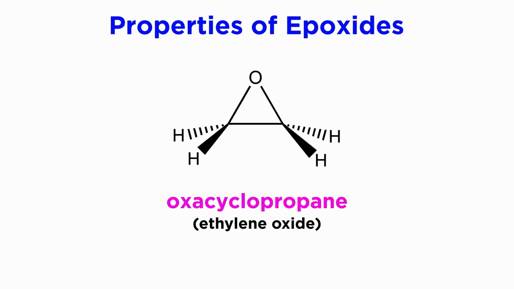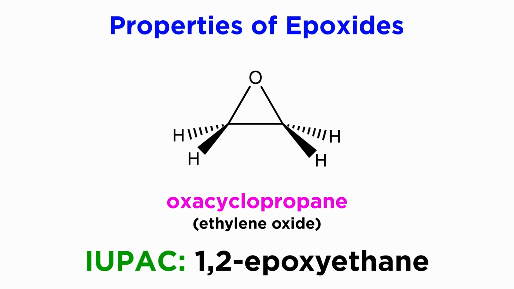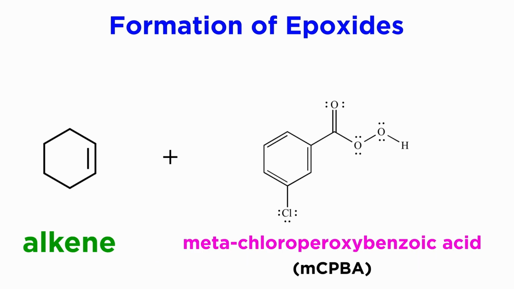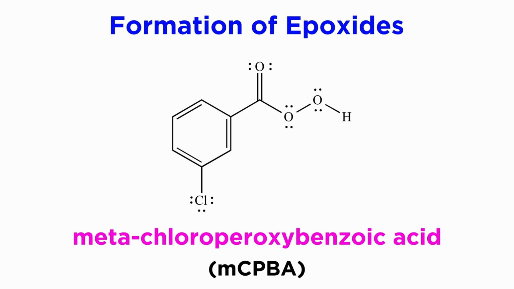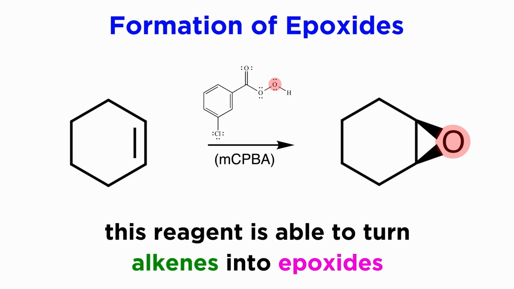Here is the simplest epoxide, oxycyclopropane, also known as ethylene oxide, though the proper IUPAC name would be 1,2-epoxyethane. A very common way to make epoxides is by using an alkene starting material and a reagent called metachloroperoxybenzoic acid, or MCPBA. It's a peroxybenzoic acid because of the peroxy functional group, so instead of the typical OH in this part of the carboxyl group, we have OOH. The second oxygen is the one that gets incorporated into the epoxide.